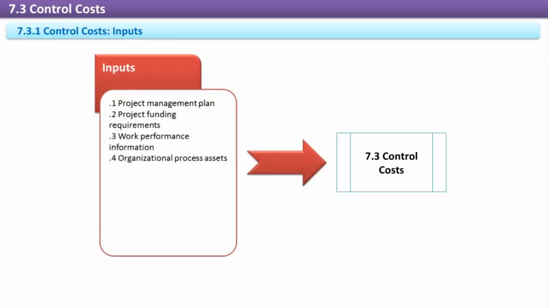Project management plan. The project management plan includes the cost management plan, which describes how project costs will be managed, reported on, and controlled. The cost performance baseline is also part of the project management plan, and it is used to compare actual costs to planned costs. Project funding requirements. Project funding requirements refers to the entire estimated cost of the budget, including any contingency or management reserves.